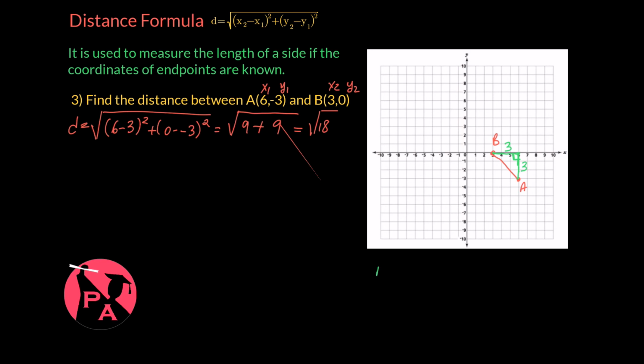So the distance from A to B, or the measure of the side AB, would be equal to 3 squared plus 3 squared. 3 squared is 9, the other one is 9 too. Add the numbers together, so that's what we have. So we have the same answers for both.